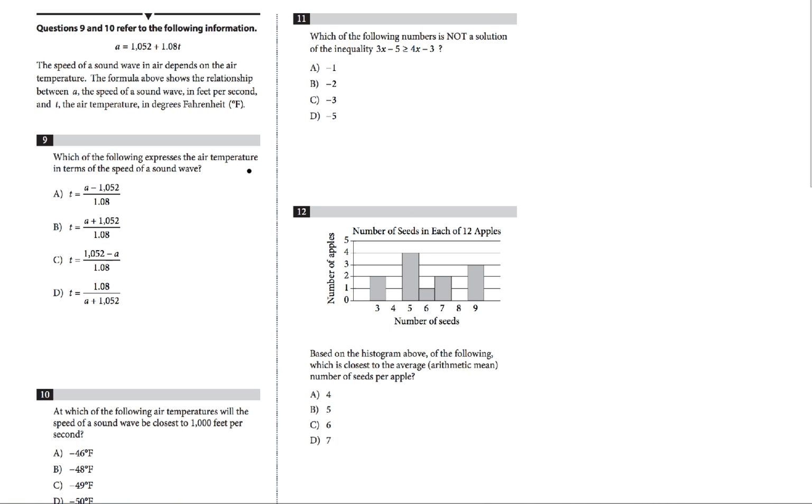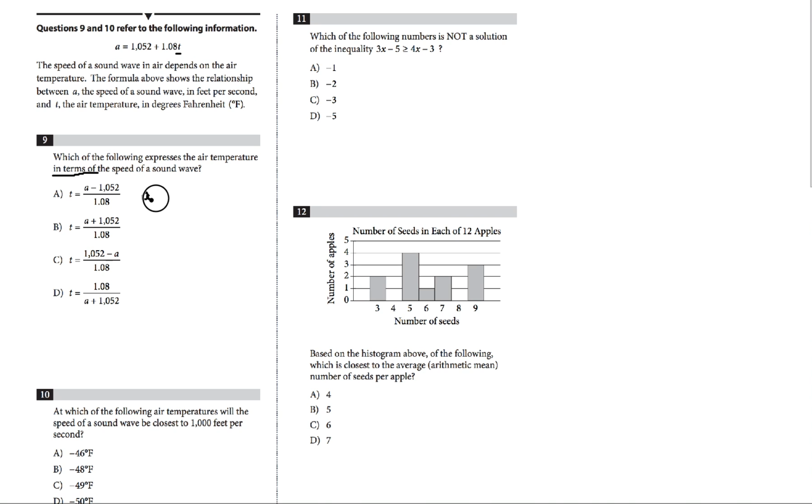All right, the speed of a sound wave in air depends on air temperature. The formula above shows a relationship between A, the speed of the sound waves in feet per second, and T, their temperature. Which of the following expresses the air temperature in terms of the speed of the sound wave? So we want it with the A in the answer. I'm going to solve this for T, so we start moving everything away from the T.